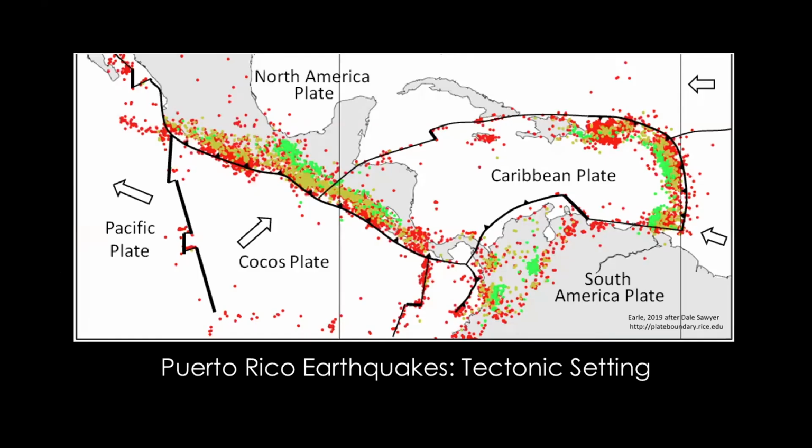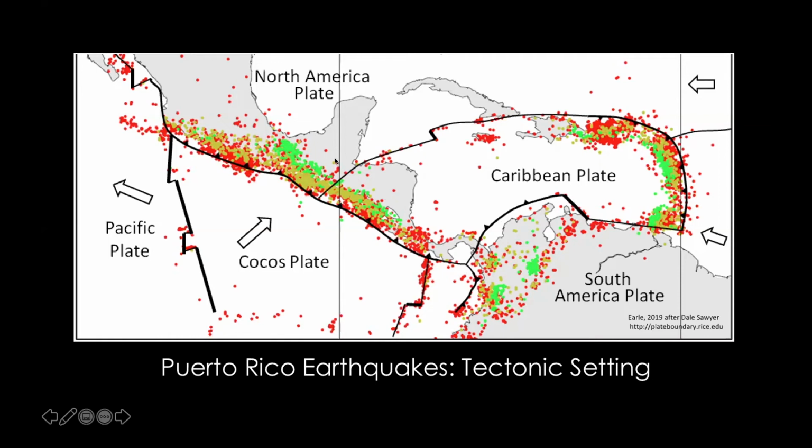This slide shows the tectonic plates that influence the earthquakes in Puerto Rico and the rest of the Caribbean. So we see the North American plate, the South American plate, the Cocos plate, and the Caribbean plate squeezed between them. The arrows indicate the direction that the plates are moving, and the red and yellow dots show earthquake epicenters. You can see that they definitely occur along a lot of those plate boundaries.